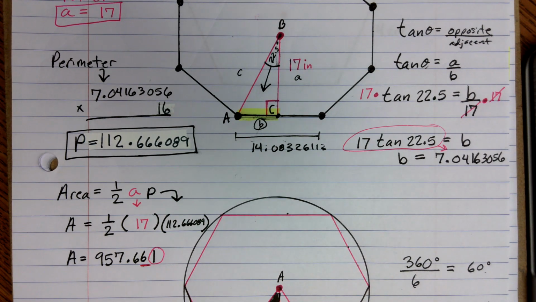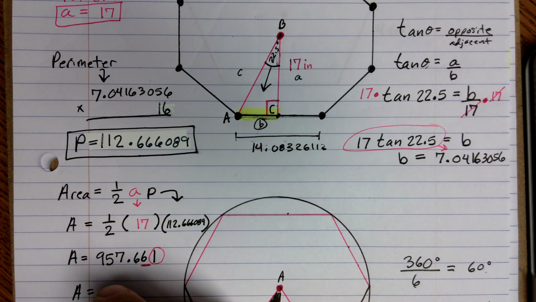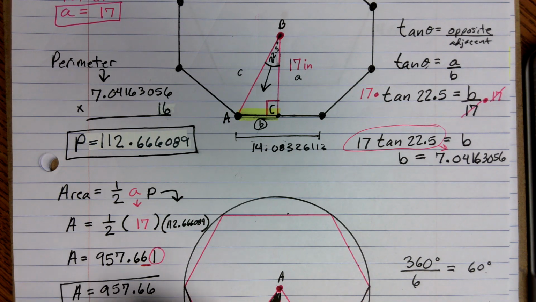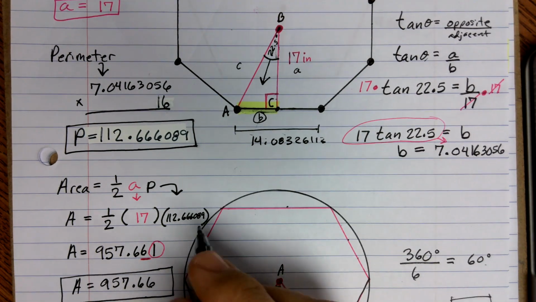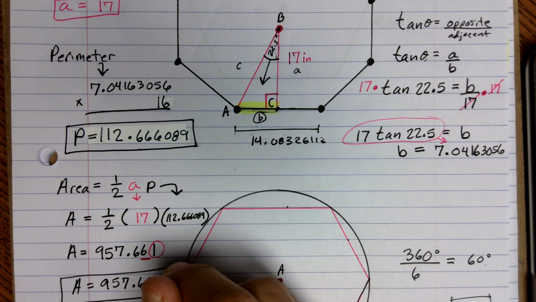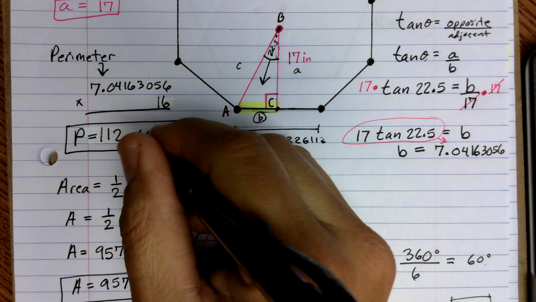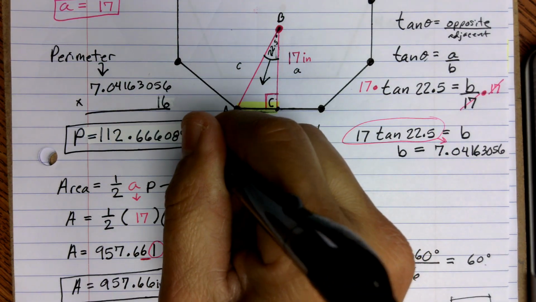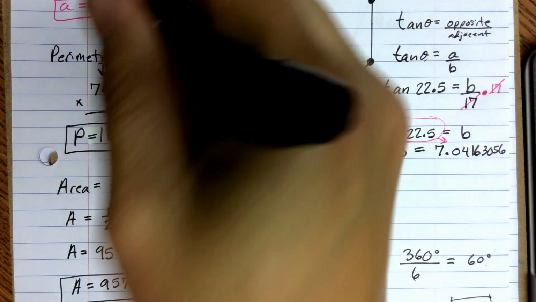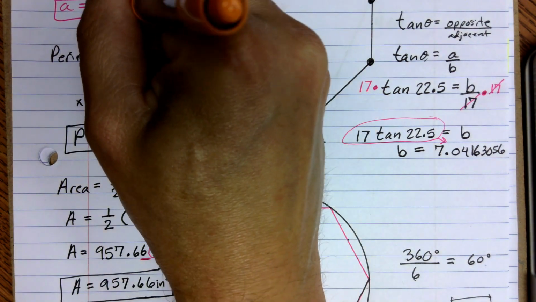So my final answer is going to be A is equal to 957.66. And notice that's a capital A, representing my area. So this was in inches, and when we're talking about area, we're talking about inches squared. So this is 957.66 inches squared. The perimeter was 112.666089 inches, and the apothem was 17 inches.